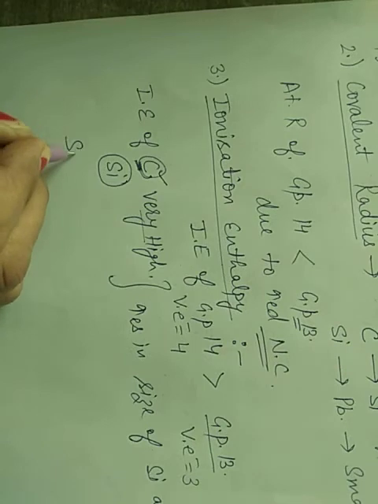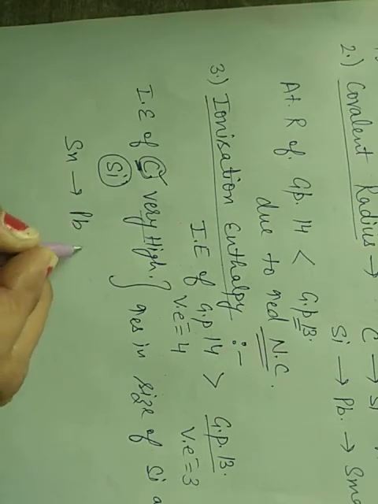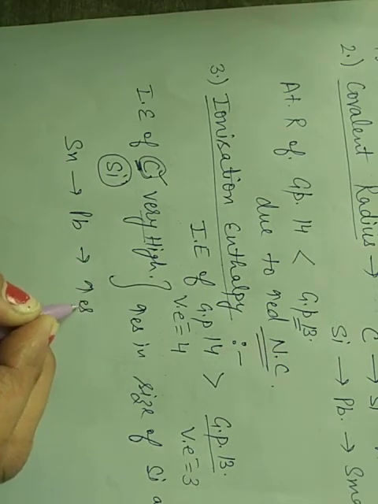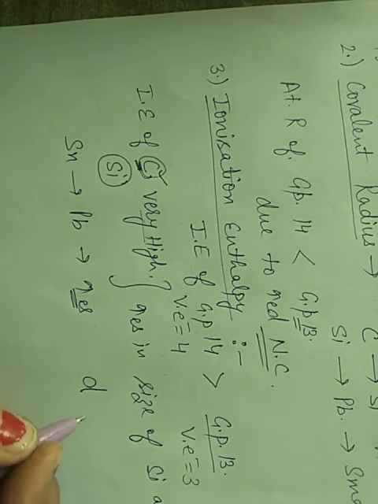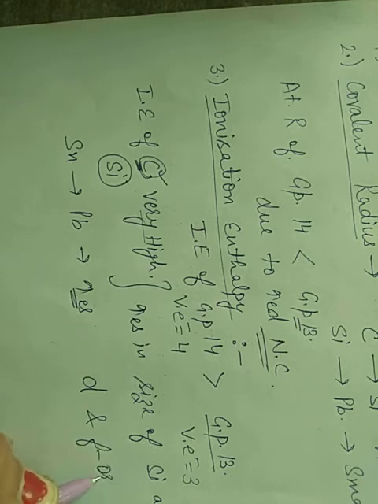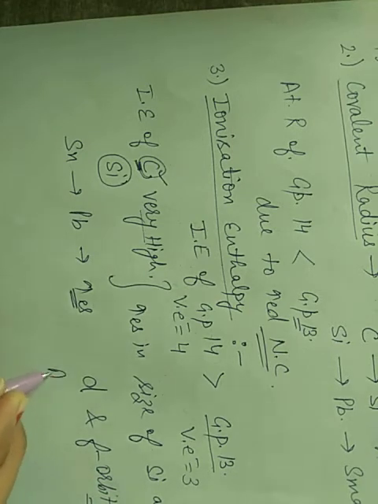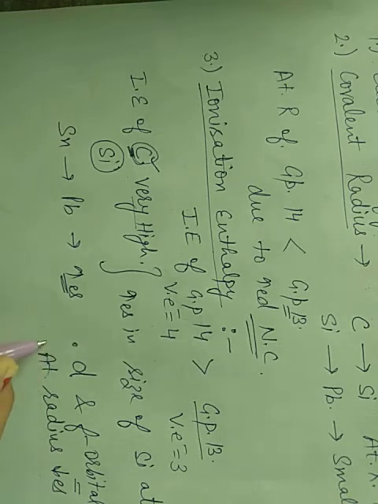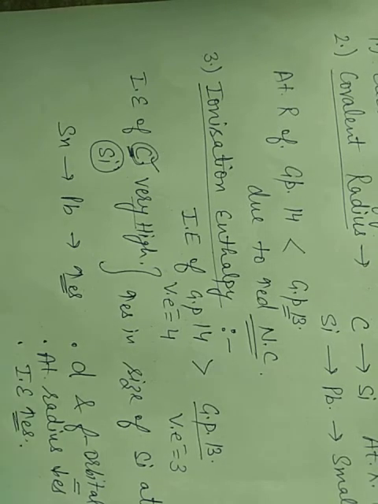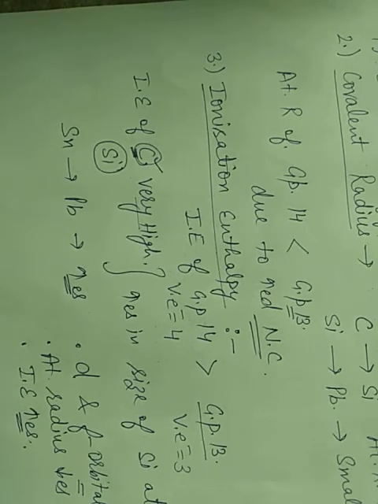See, from tin to lead there is a slight increase because of the poor shielding effect of intervening d and f orbitals, due to which the atomic radius decreases and ionization energy increases. Okay, so this is the main reason.